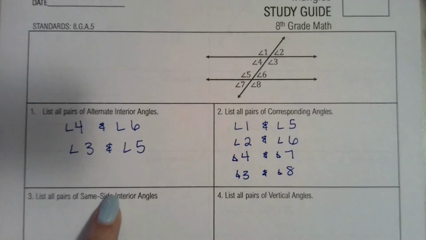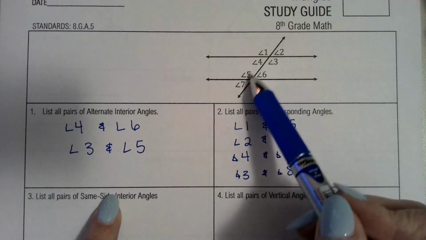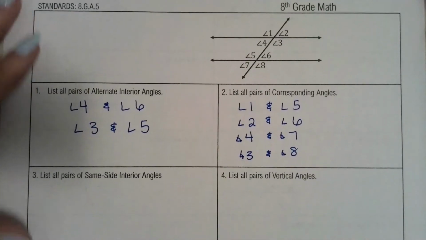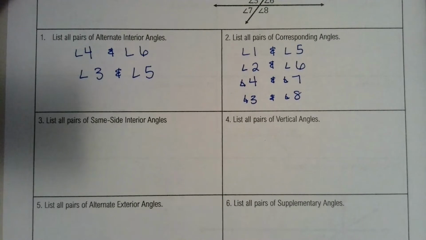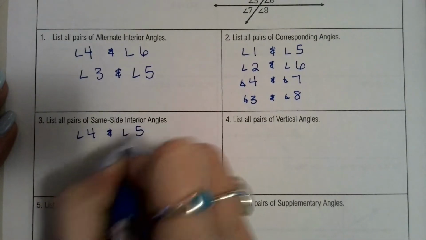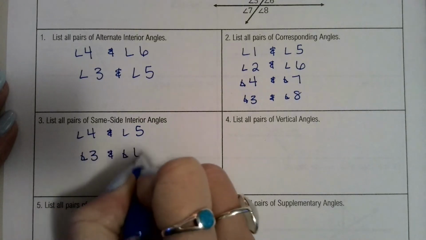Next up, we have same side interior angles. These are the angles that are inside between the parallel lines, but they are on the same side of the transversal. So for this one, we're going to be looking at angle 4 and angle 5, as well as angle 3 and angle 6.